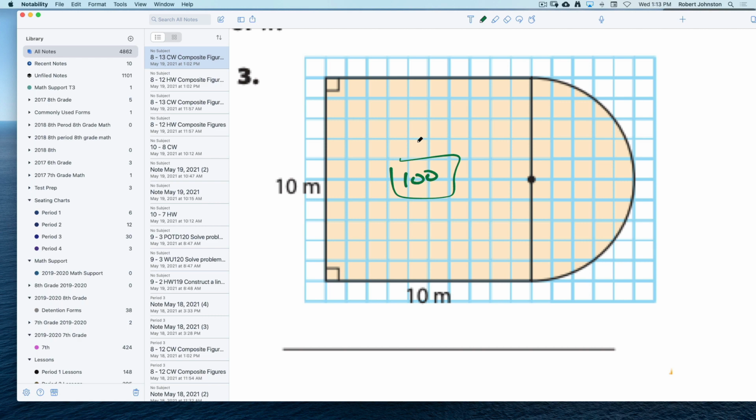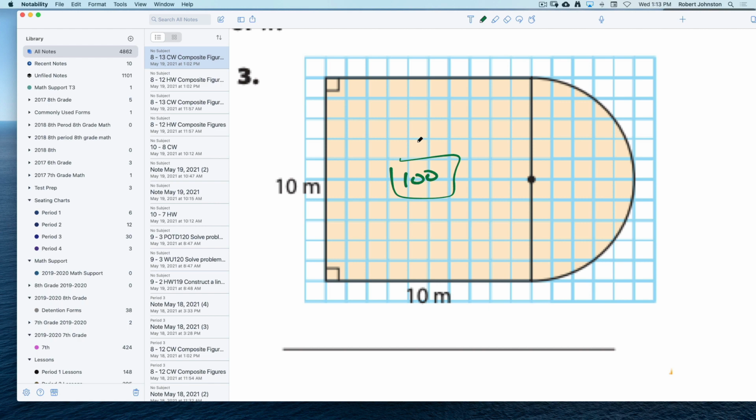So that's how I remember that you always multiply to get area, because you're literally trying to speed count how many tiny squares cover the whole thing. So you always multiply to get area. You could also count one at a time, it would just take you forever. So you got 100 there.